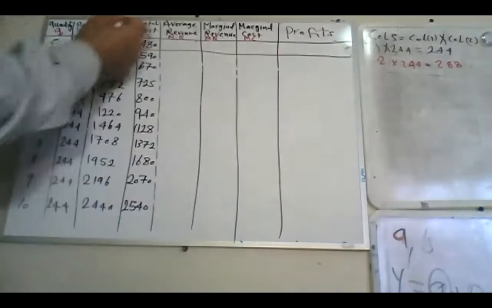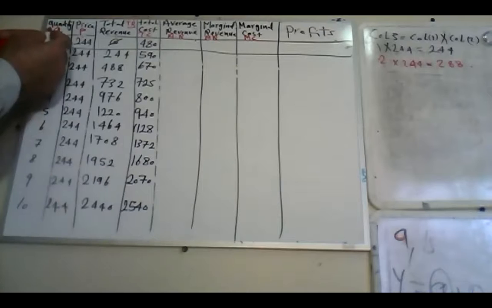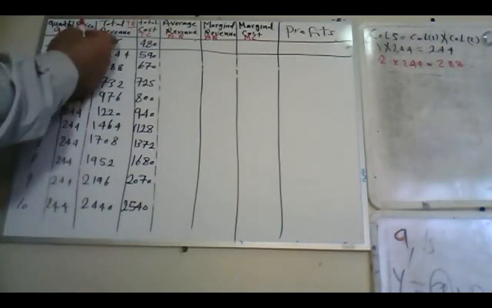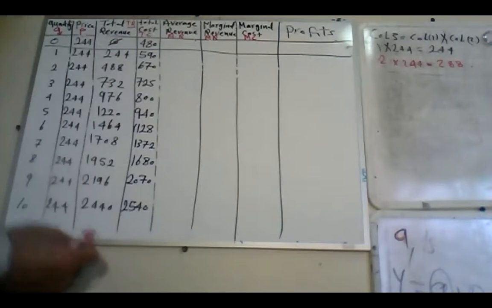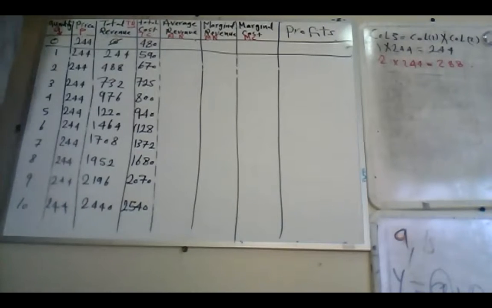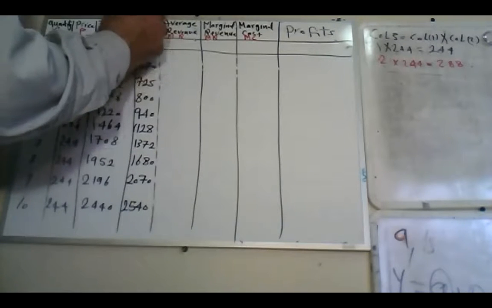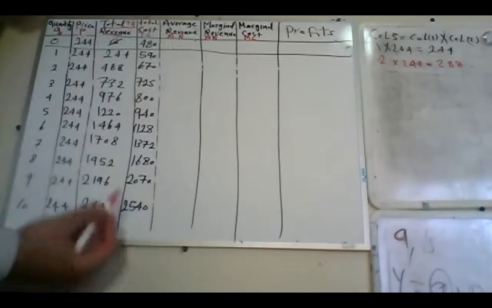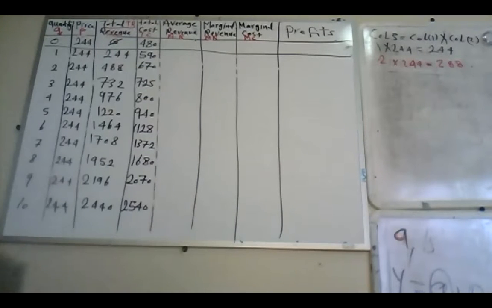So the total revenue, column 3, will be the multiplication of the numbers of column 1 by the numbers of column 2. This column 3 we call total revenue. Then total cost is column number 4. Total cost will be given, so I will not calculate it. I wrote it already and finished it.